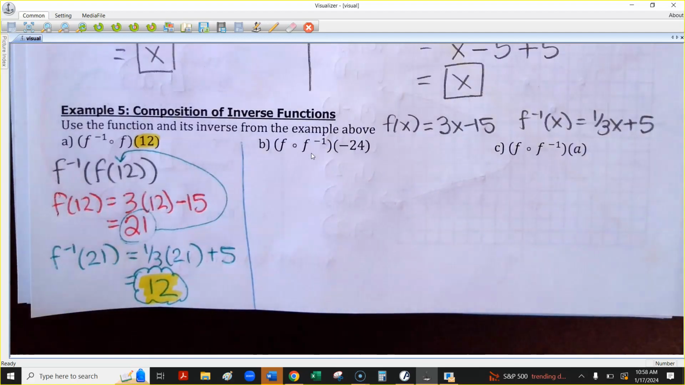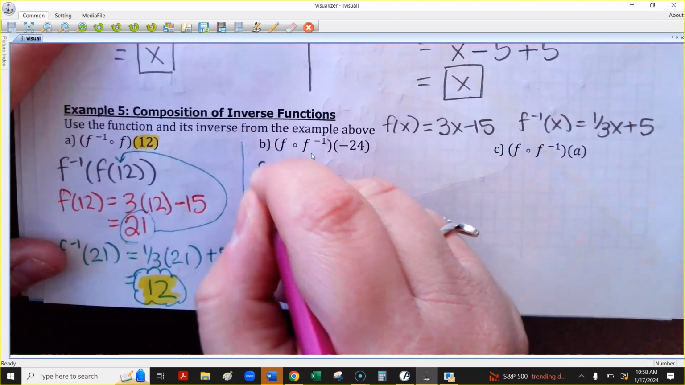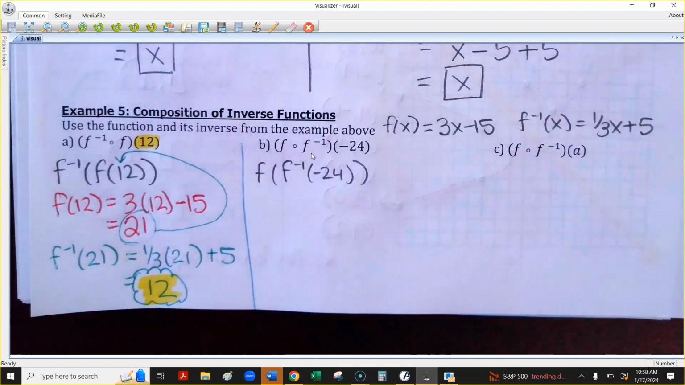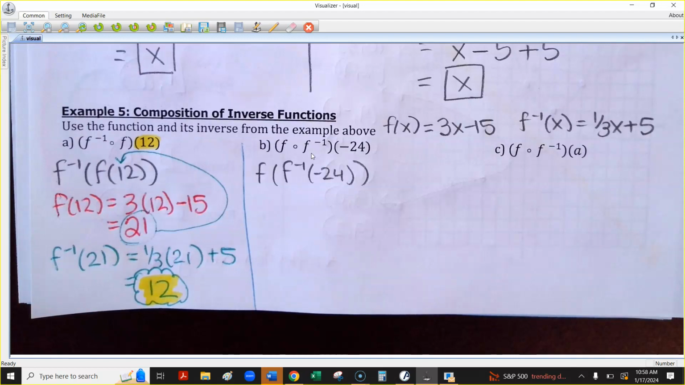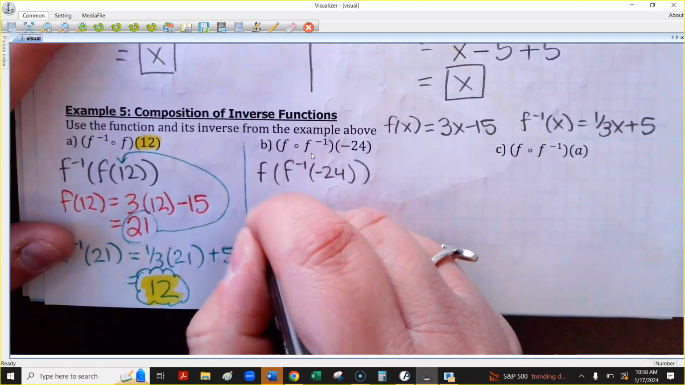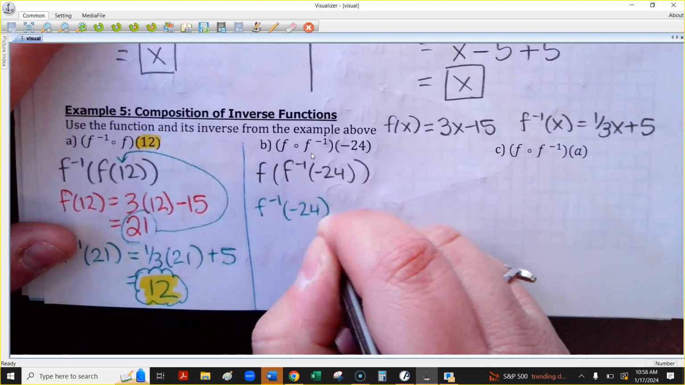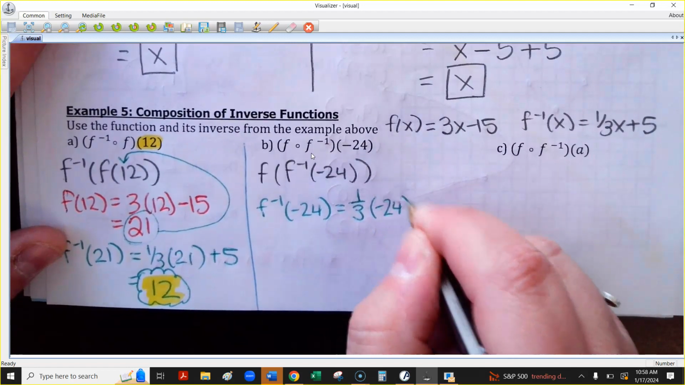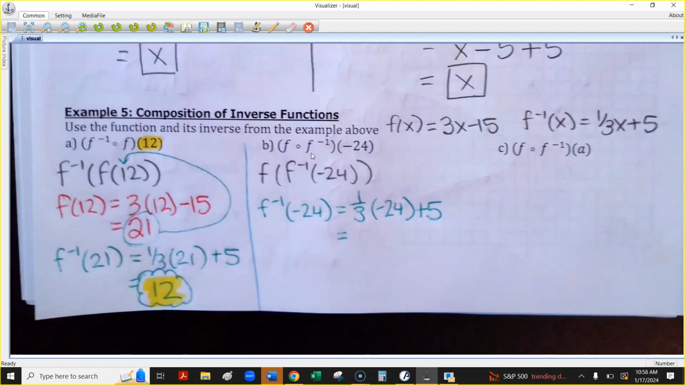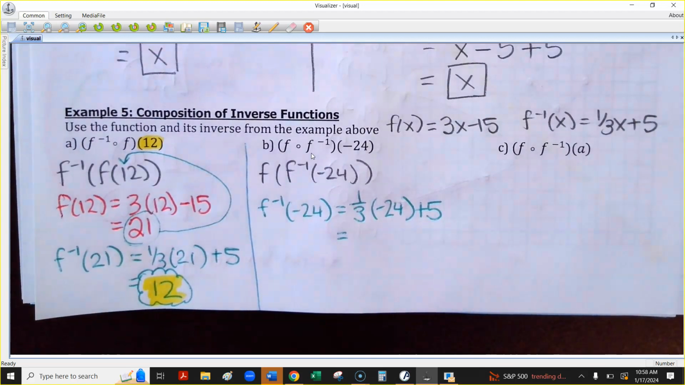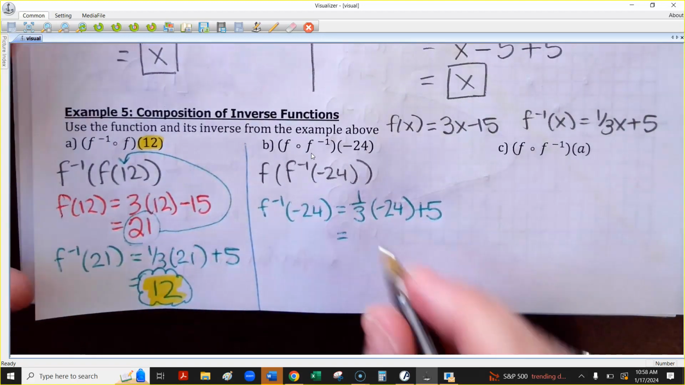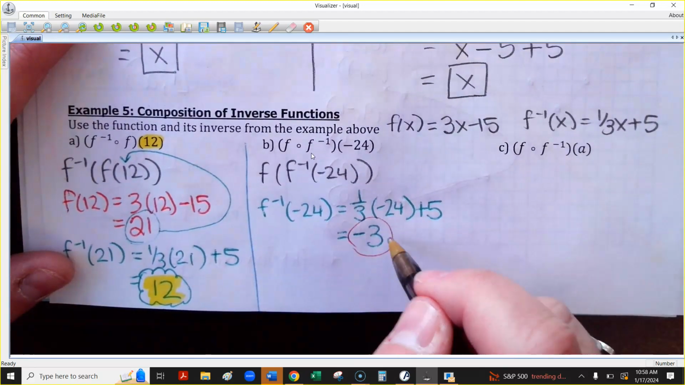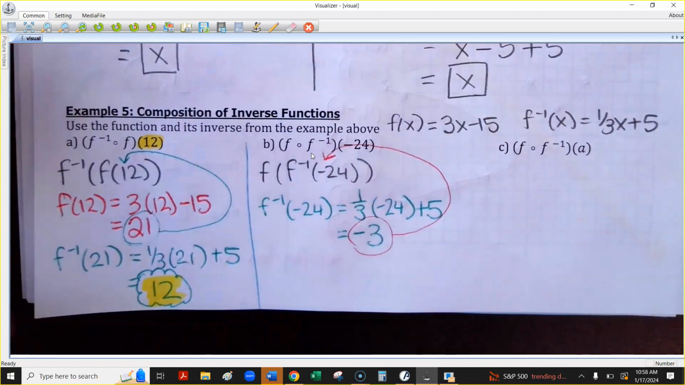All right, so this one's backwards. So this is the function composed with the inverse. And for this one, we're going to plug in negative 24. So for this one, I'm actually going to start with the inverse. So f inverse, if we plug in negative 24, so I'm using the 1/3 x plus 5. So I'm going to plug in negative 24 everywhere I see an x. Now if you do 1/3 times negative 24, that's going to give you negative 8. Add 5 to that, that would be negative 3.